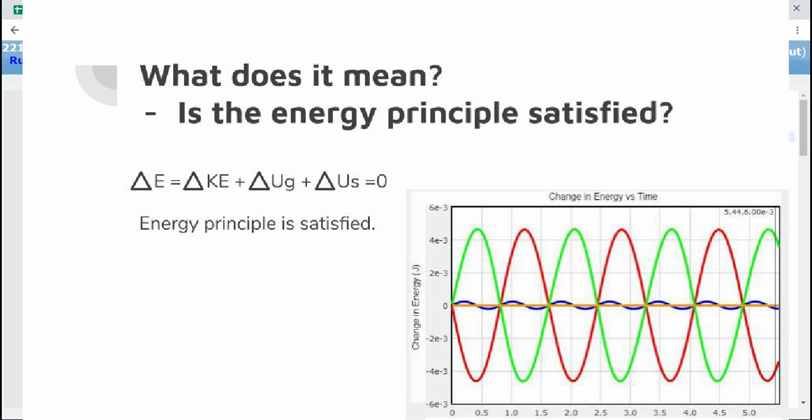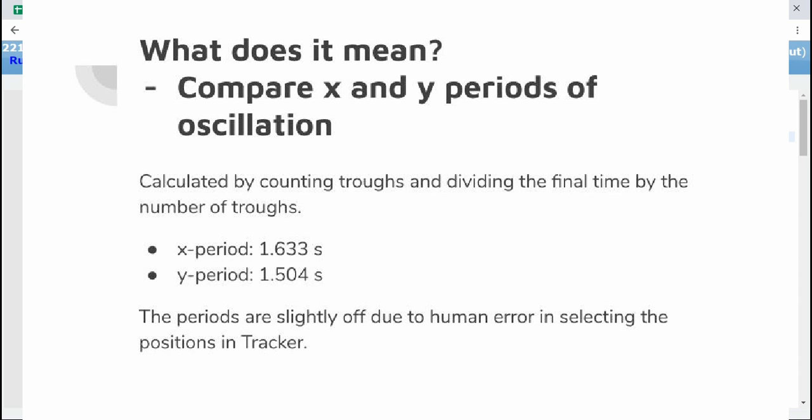For our what does it mean questions, the energy principle is satisfied, which states that delta E is equal to delta KE plus delta UG plus delta US is equal to 0. On our graph, delta KE, delta UG, and delta US all have non-zero values, while delta E, represented by orange, is 0. Then in our second question, the periods of oscillation from the X and Y position data are estimated from Tracker. The periods are slightly off due to human error in selecting the position in Tracker.